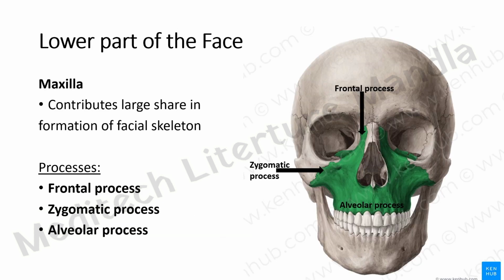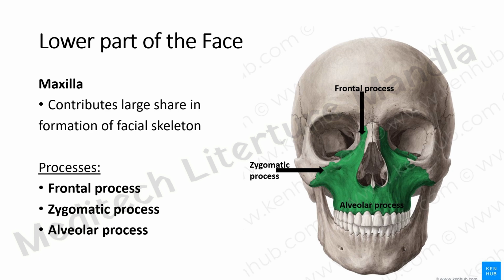Coming to the lower part of the face, it has got the maxilla and mandible. So the maxilla contributes a large share in the formation of the facial skeleton. As you can see, it is covering most of the area of the facial skeleton. There are different processes of the maxilla that are seen from this view. The three processes seen from this view are the frontal process, that is directed upwards, the zygomatic process, that is directed laterally, and the alveolar process, that is directed inferiorly.